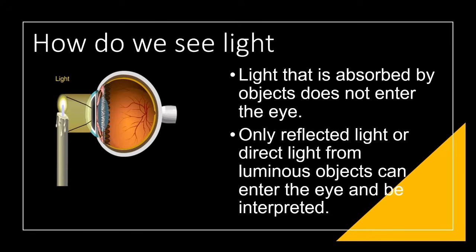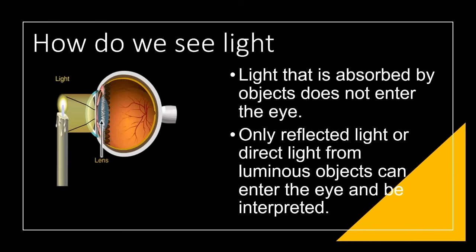Light that is absorbed by objects does not enter the eye. Only the reflected light or the direct light from luminous objects can enter the eye and be interpreted by the brain. So what happens here is that light travels through the eye and hits the retina at the back of the eyeball. The retina is a thin layer of tissue that lines the back of the eyeball, and it consists of cells that are sensitive to light.